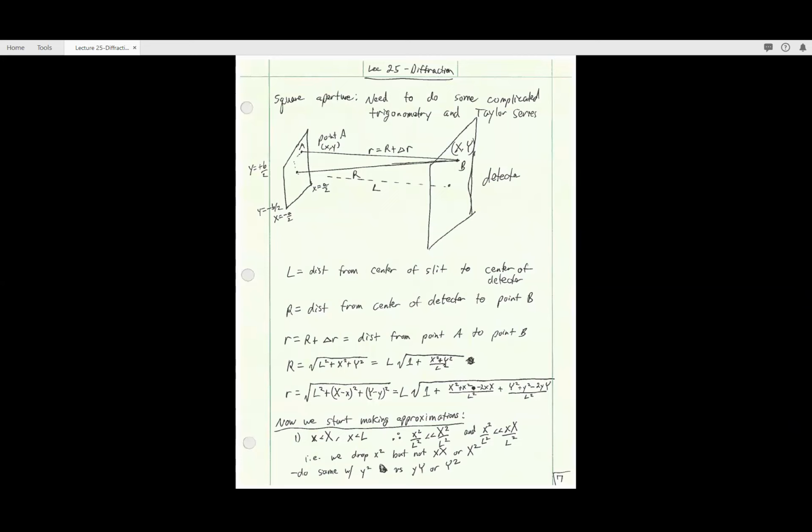We can't get rid of everything. If we just got rid of everything that's small, we'd be left with big R equals little r equals L, which is, well, maybe to within 10% accuracy, but it's not only kind of inaccurate, it's not telling us how these other things matter at all. But if we just keep all the terms, then we have something that's intractable. So we're playing for a middle ground here.